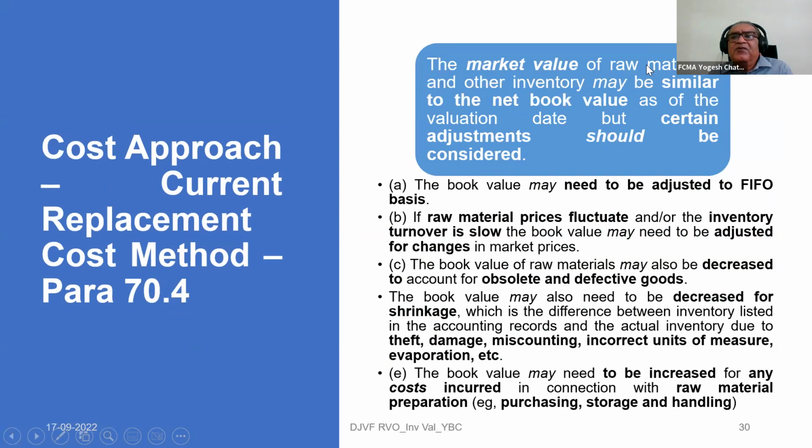The market value of raw material and other inventory may be similar to the net value as of valuation date, but certain adjustments should be considered. So book value may need to be adjusted to FIFO basis if raw material prices fluctuate and inventory turnover is slow. So book value may need to be adjusted for changes in market pricing. So this is a theoretical guidance which is given.